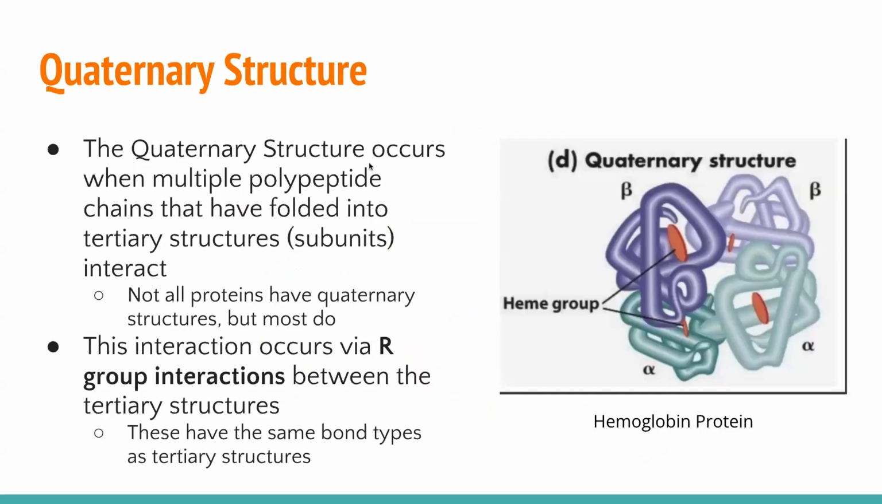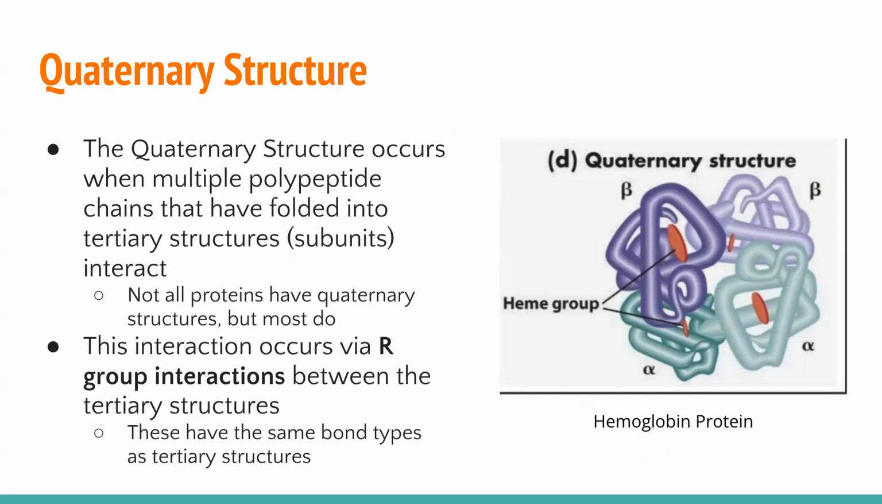Okay, so quaternary structure is not the same thing as tertiary structure at all. Quaternary structure involves multiple different polypeptide chains coming together to fold as one protein. These are called subunits. So let's say polypeptide 1 and polypeptide 2 come together to fold as one protein. That's going to have quaternary structure, and it's going to be subunit A, subunit 1, subunit 2. Not all proteins will have quaternary structure.